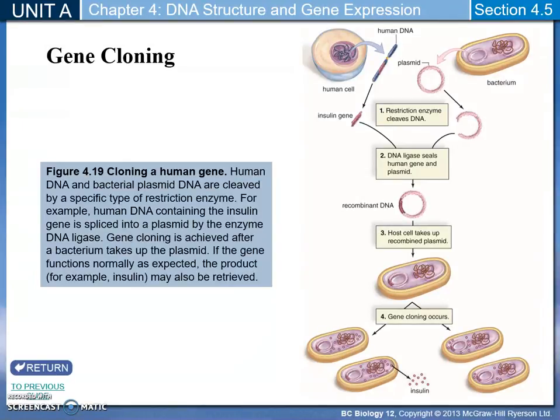So here's cloning of a human gene. Human DNA and bacterial plasmid DNA are cleaved by a specific type of restriction enzyme. For example, human DNA containing the insulin gene is spliced into a plasmid by the enzyme DNA ligase. Gene cloning is achieved after a bacterium takes up the plasmid, and if the gene functions normally as expected, then the product, for example insulin, may be retrieved. And here's a diagrammatic representation of that.